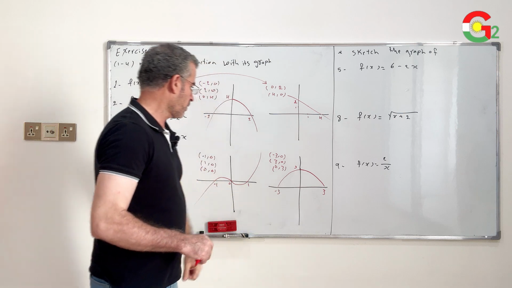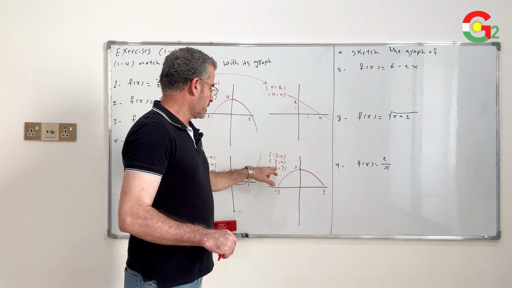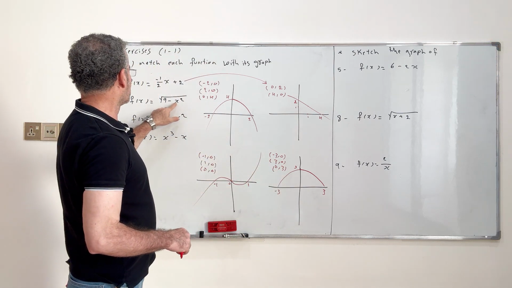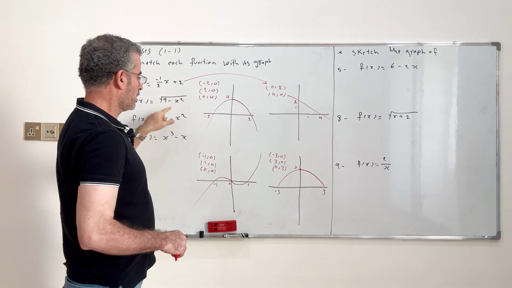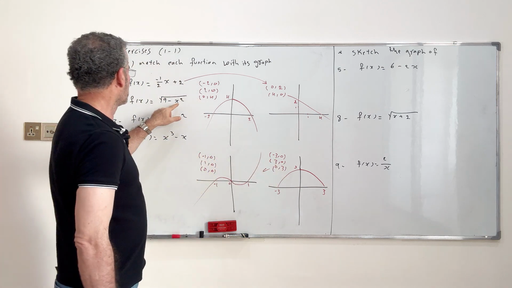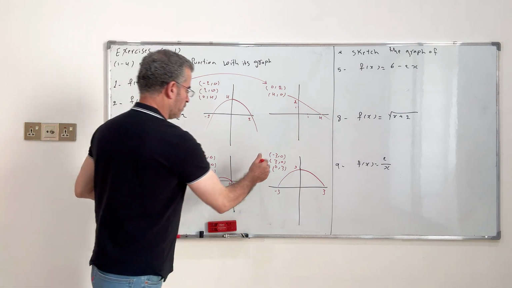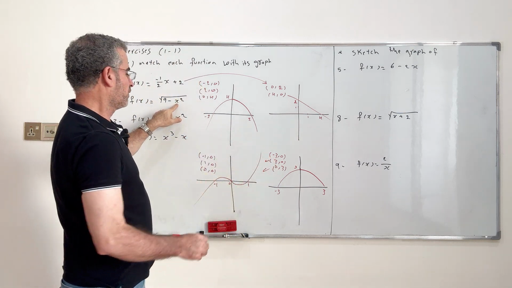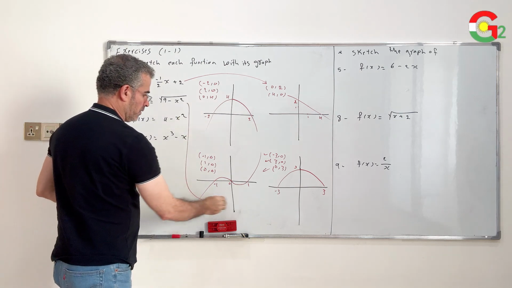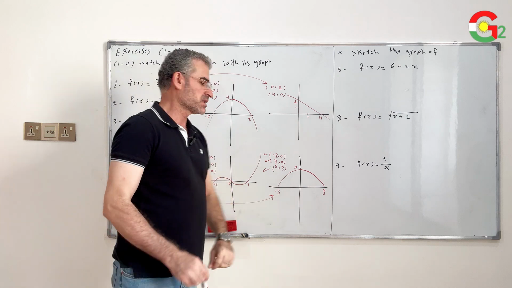Let me check the last one. When x is 0, y is 3. x is 0, square root of 9 is 3, it's true. When x is 3, y is 0. 3 squared is 9, 9 minus 9 is 0, it's true. When x is equal -3 it is also true, then the graph of this function is the last one.